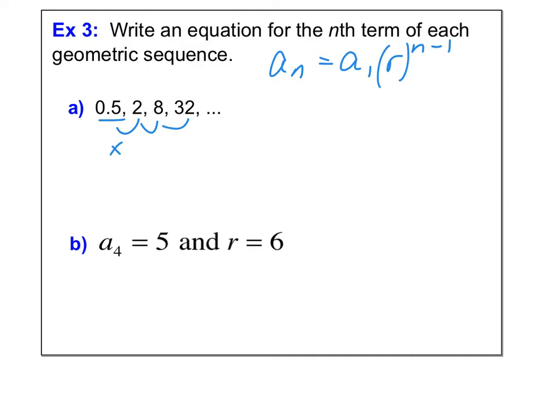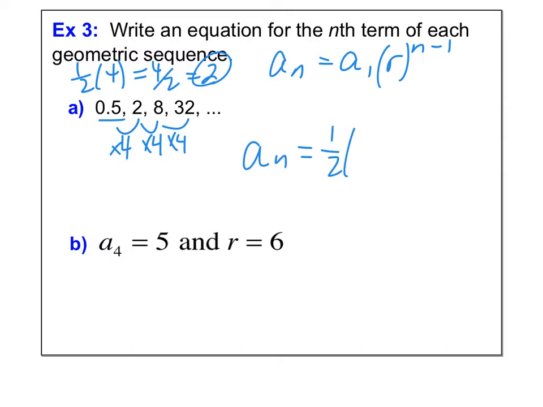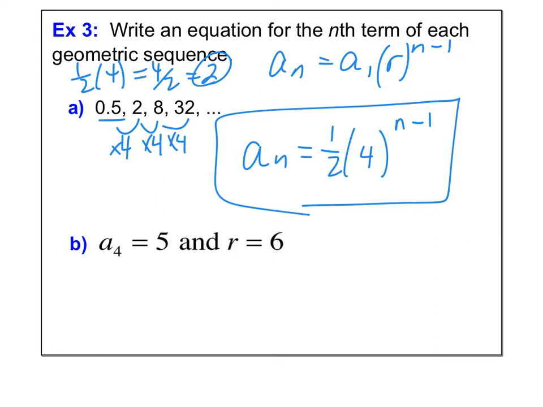Well, 8 to 32, I know for sure I'm multiplying by 4. 2 to 8, same thing. So I hope that 1/2 times 4 is 2, and it is. 1/2 times 4, 4/2, which is 2, which is a sub 2. Awesome. So we have a sub 1, we have r, we can substitute it now into our equation. A sub 1, 1/2, common ratio of 4 to the n minus 1. Now we can find any term of that particular sequence using this equation.